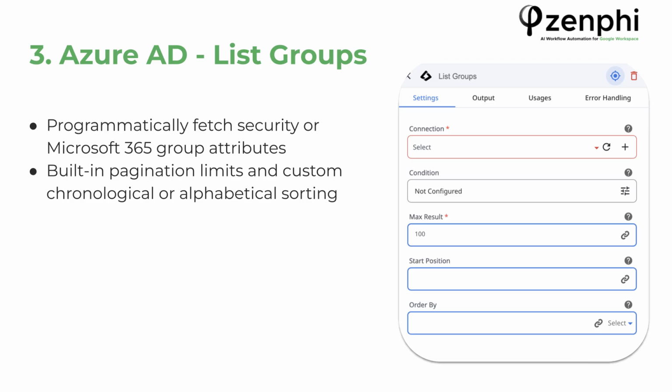Finally, we have the Azure AD List Groups action. Managing permissions is all about security and efficiency, and this action allows you to retrieve a list of Microsoft 365 groups from your tenant. Just like the previous action, you can apply filters to narrow results by group name, mail, or ID. This is incredibly useful for directory hygiene.